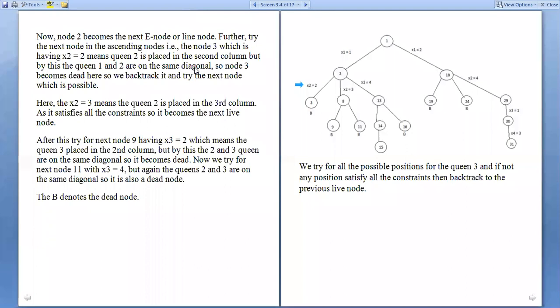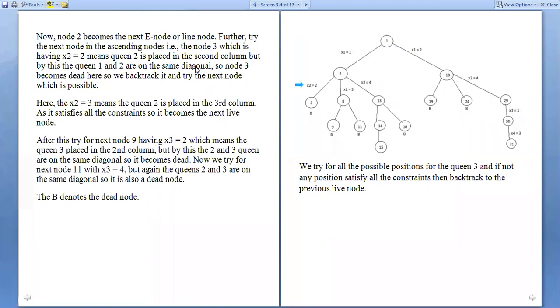Since in each row we are placing one queen: first row, queen 1; second row, queen 2; third row, queen 3; fourth row, queen 4. Like this, we are placing the queens. Suppose you place queen 1 in the first row, first column.